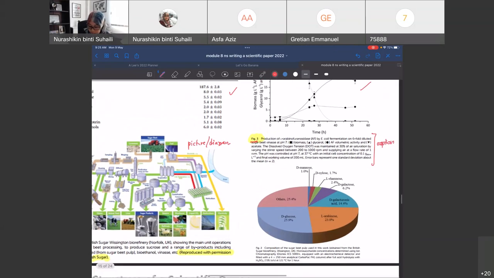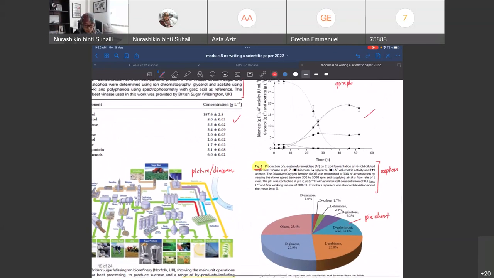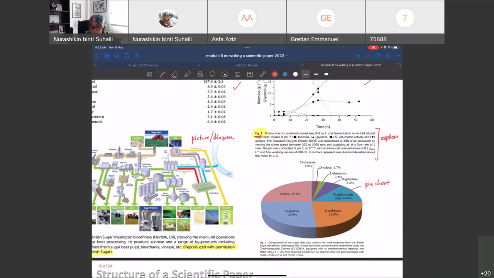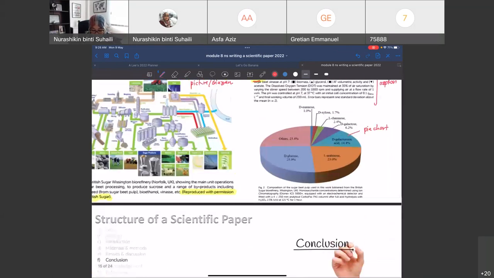This one we call a pie chart, isn't it? You have to know the right term for every type of figure. A pie chart is normally used to show the composition, the proportion, the percentage of the components. Whether you want to use a bar chart, a pie chart, or a graph depends on your data. Some data are suitable to be presented in a pie chart, some in graphs. So that's all about figures and tables.